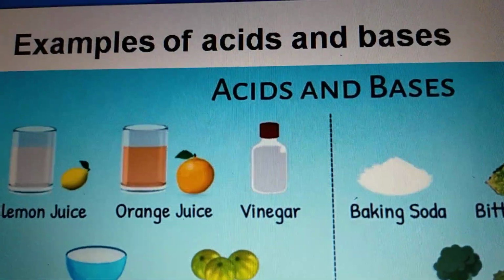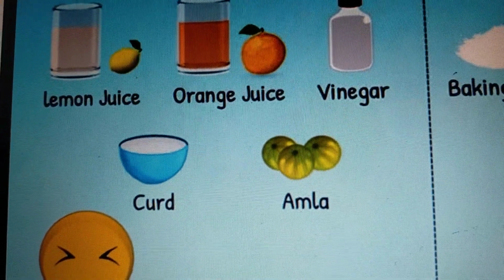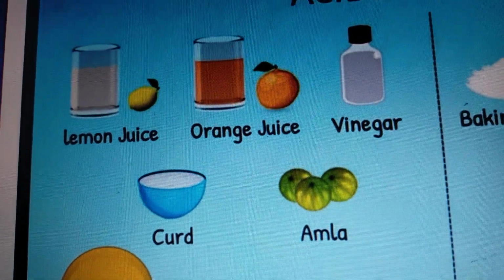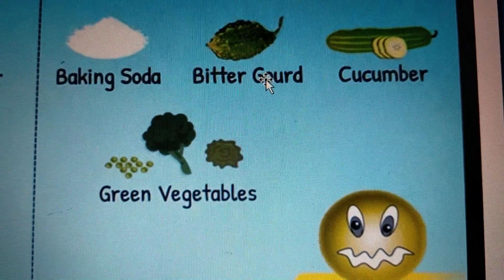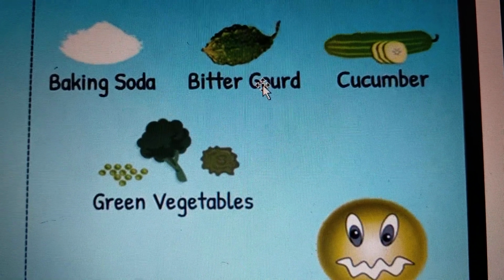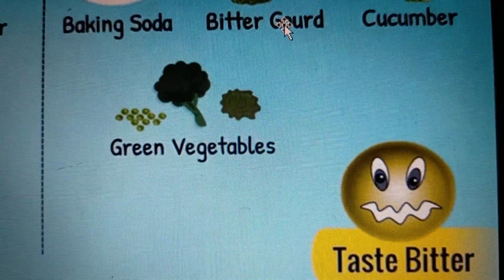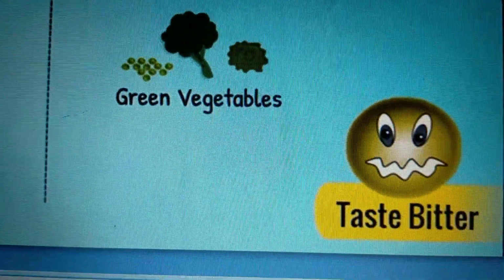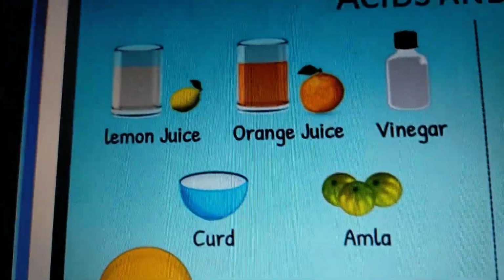Now, let me tell you the examples of acids. First, lemon juice, orange juice, vinegar, curd, amla. All these taste sour. So, these are all acids. On the other hand, I am showing you this which has baking soda, bitter gourd, cucumber, green vegetables. These taste bitter. So, these come under the bases category. So, those which taste bitter are bases. Clear?